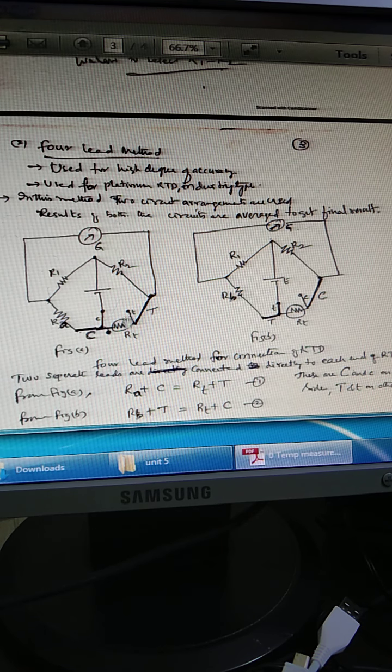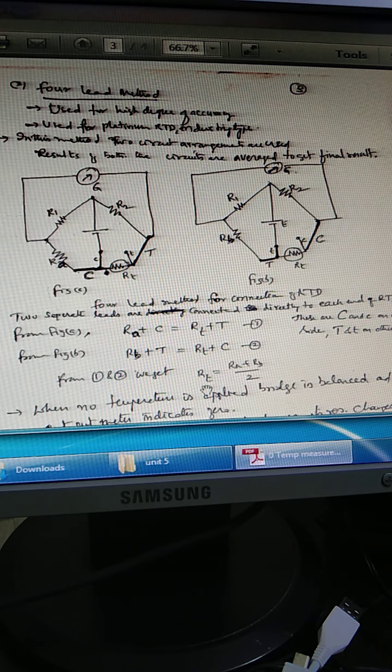Similarly, the same experiment is done on this circuit. The only thing is these terminals capital C, small t, capital T are interchanged. Previously, C was on this side and T on the right side. They have shifted, so C is now on the left side of this one. Then again the balanced condition is obtained by the same procedure and the RB value is noted. So RB plus capital T is equal to RT plus C. By solving this, we get RT is equal to (RA plus RB) by 2.